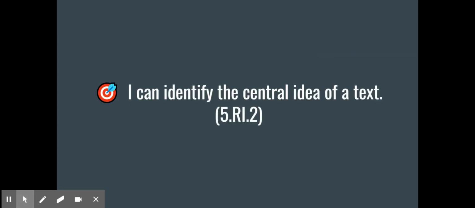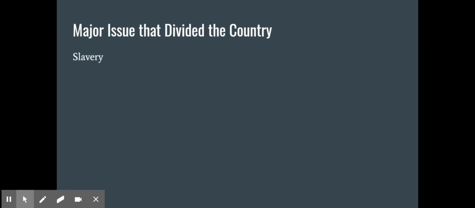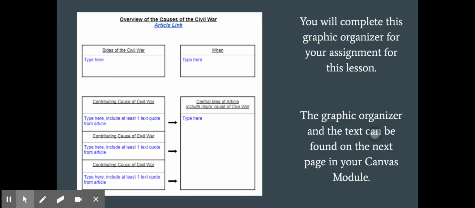All right, so working on identifying the central idea of a text, we're also going to be thinking about in this video, well, what's the central idea of the Civil War? Well, the major issue that divided the country was that issue of slavery. Now, this issue of slavery showed itself in many different ways, and that's what we're going to be learning throughout this module, because we're going to be seeing how there were cultural differences, political differences, societal differences, and all of these differences kind of boil down to this major issue that divided the country.